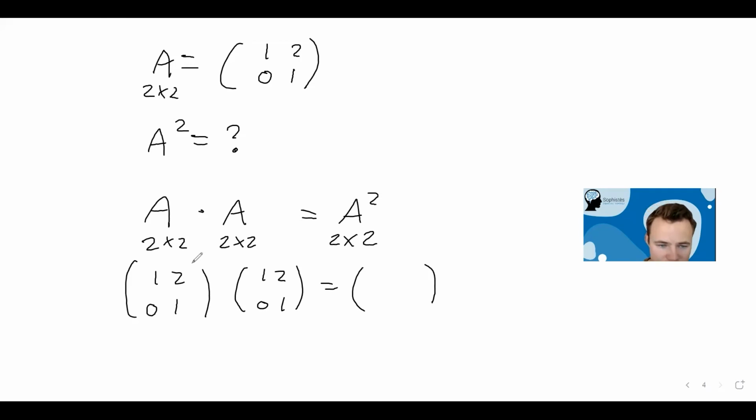I think I will write down the solution. So we do row times column, right? So the first one gives me 1 times 1 is 1, plus 2 times 0 is 0, so 1. Then you get this row times that column. So 1 times 2 is 2, plus 2 times 1 is 2. So it gives me 4.